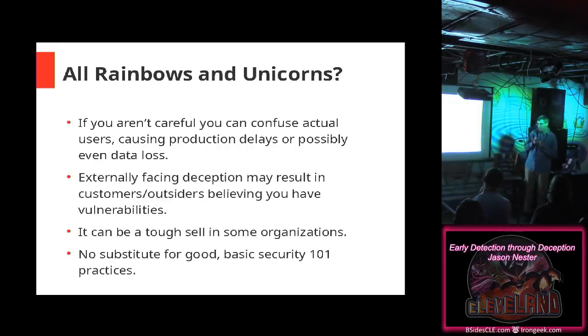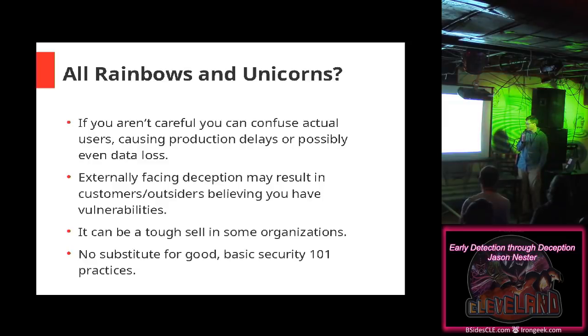It is not all rainbows and unicorns. There are some gotchas, some things you should be cautious of. If you aren't careful, you can confuse your actual users, causing production delays. The last thing you ever want to hear is that your marketing team discovered your fake file server and they've started using it because it has more storage than the real file server or it's faster. And it's been going on for a month.